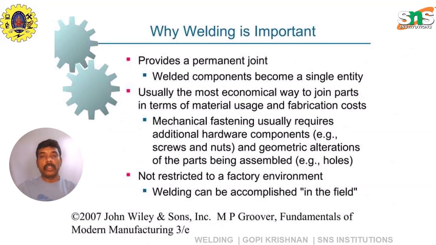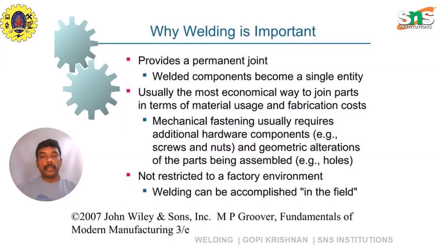We always come across the question of why welding is important for joining two different materials in a given application. Here are the three reasons. Reason number one, it provides a permanent joint. The welded components become a single entity by joining the two different parts by means of the application of pressure or heat or a combination of pressure and heat. Reason number two, this is the most economical way to join parts in terms of material usage and fabrication cost.